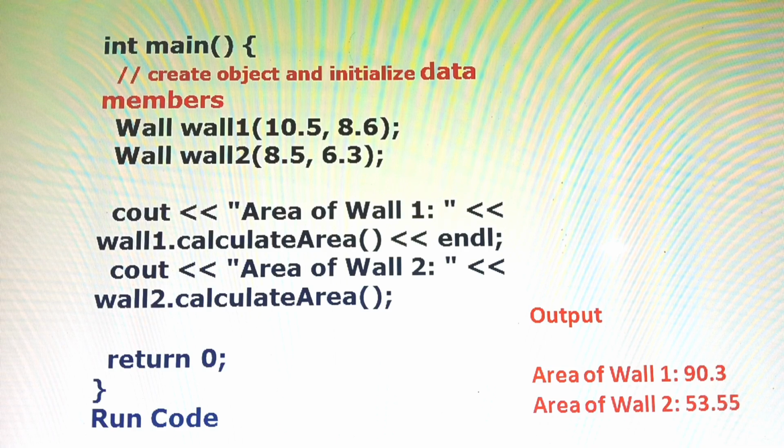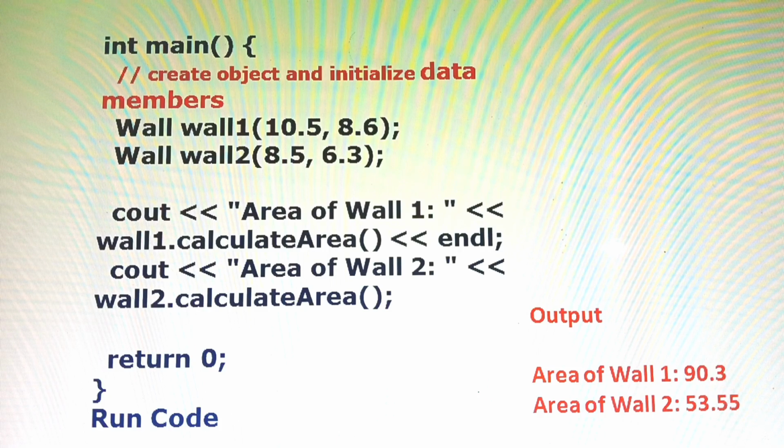Then create the next object wall2, 8.5 and 6.3. That is wall1 and wall2, objects of the class, that automatically access into the main program. Then calculate. One more function is there, calculate area, to find out the result. Area of wall1: first object wall1 dot calculate area means the equation we have already given, length into height, 10.5 into 8.6. That result we will get.